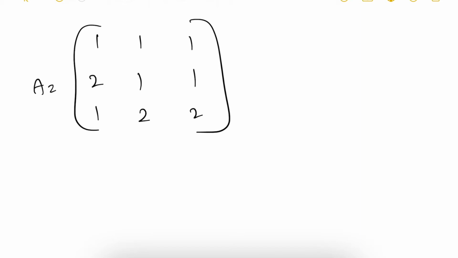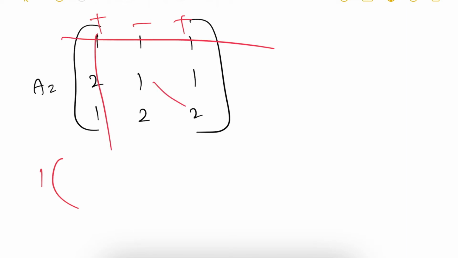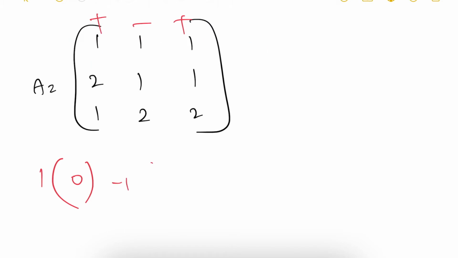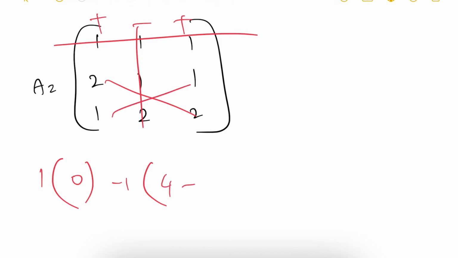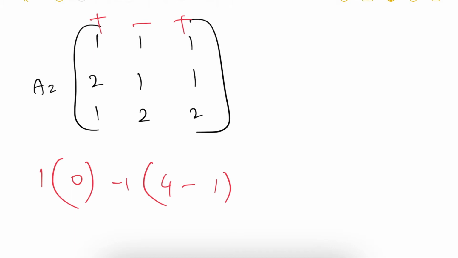So first this is plus, minus, plus. So 1 into, if we delete the column and row, 1 twos are 2, 1 twos are 2, so 0 it will become. Then the same way minus 1 into, if we remove that row and column, 2 twos are 4, minus 1 ones are 1. Then the same way the last one also, plus 1 into, if we delete the column and row, 2 twos are 4, 1 ones are 1.